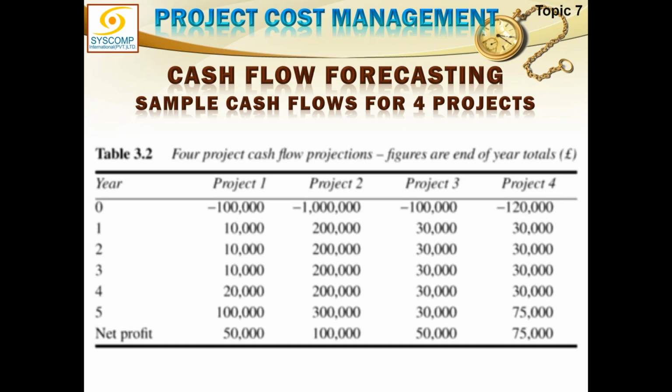But I can clearly see that there is a difference between project one and three, and one of them should be better than the other. But net profit method is not able to recognize that. It's not able to understand which project is better. It is just giving me a final figure.